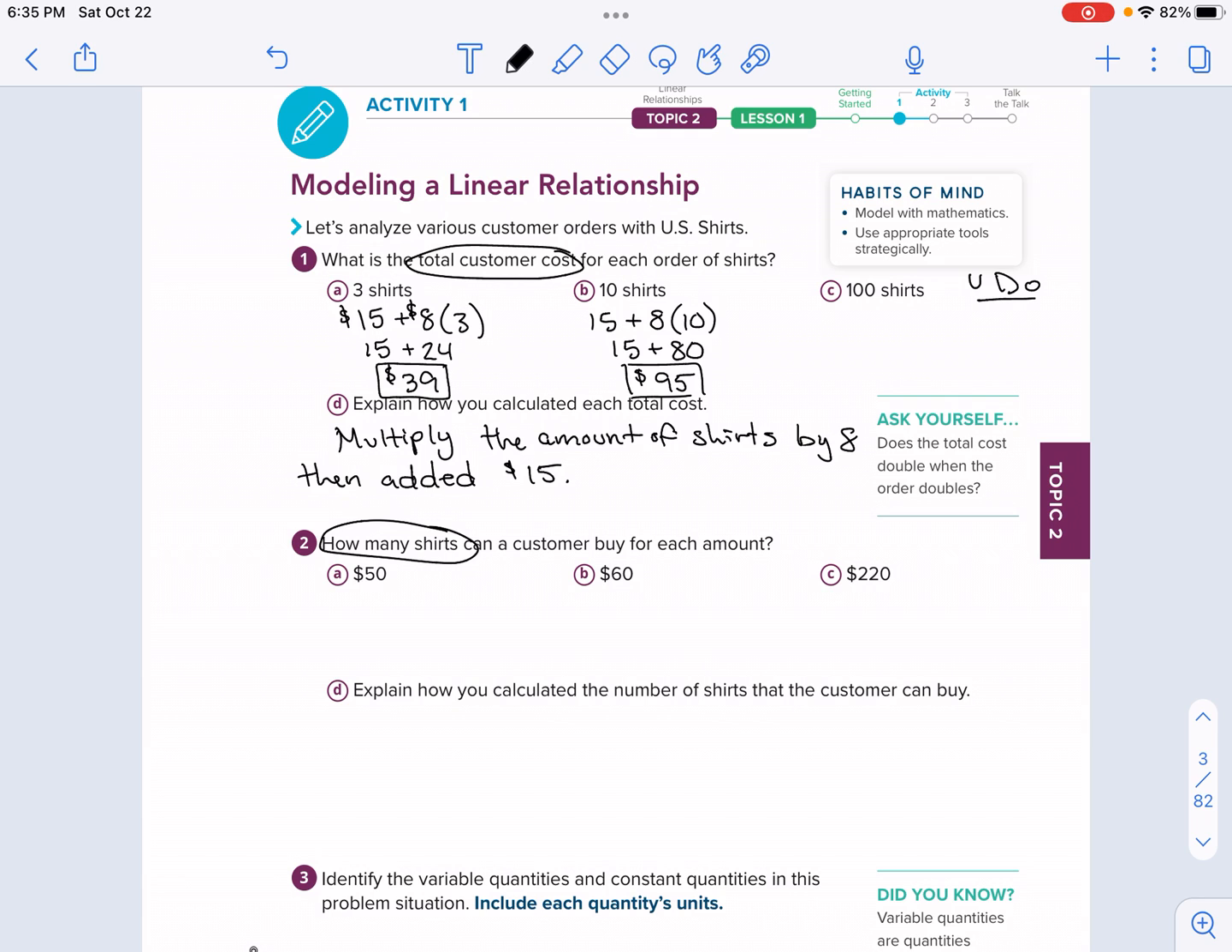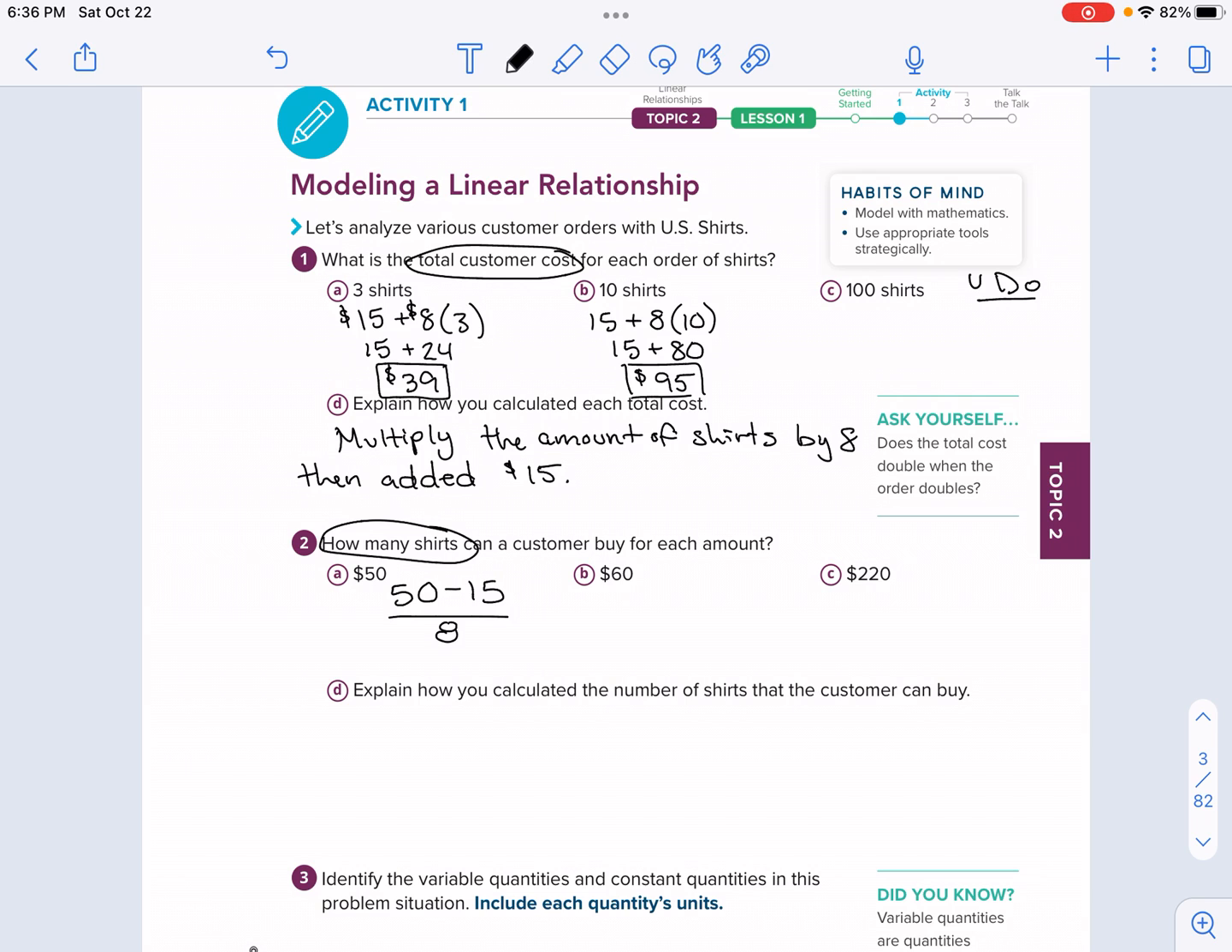So if we have $50, working backwards from there, I'm going to have to subtract the initial fee. Right, we're always paying $15. So let's put minus 15. Now, whatever is remaining from there, since it's $8 per shirt, you have to figure out how many groups of 8 you can purchase. How we determine that is we're going to divide whatever that remaining value is by 8. Okay. Now this, we're definitely going to get a decimal. We'll round to the nearest penny.